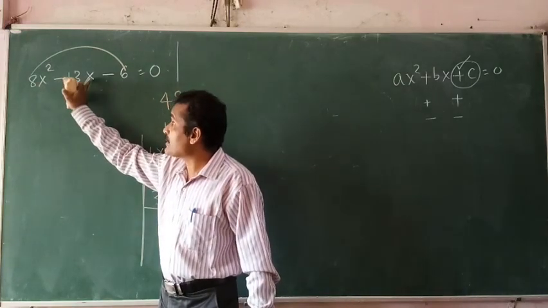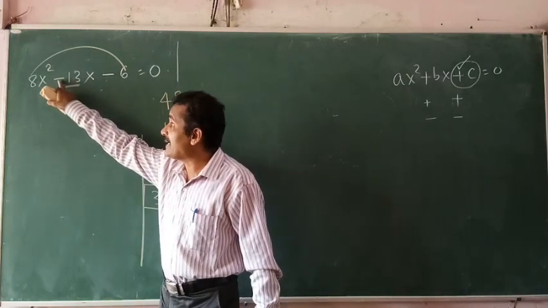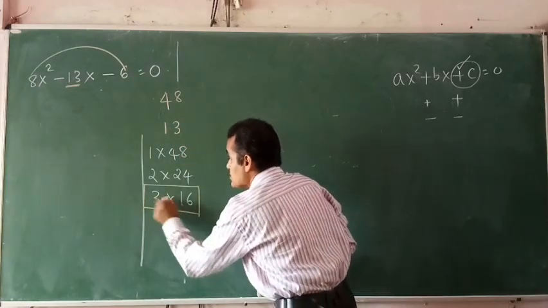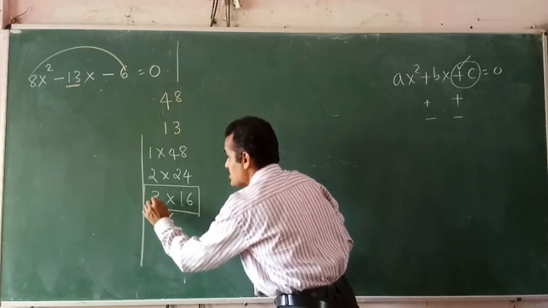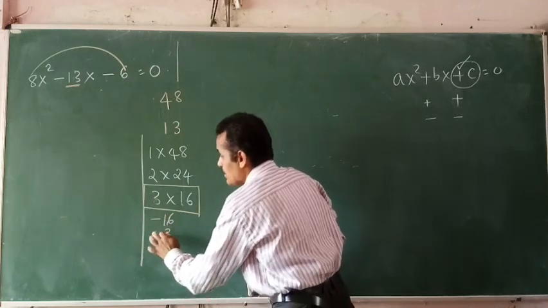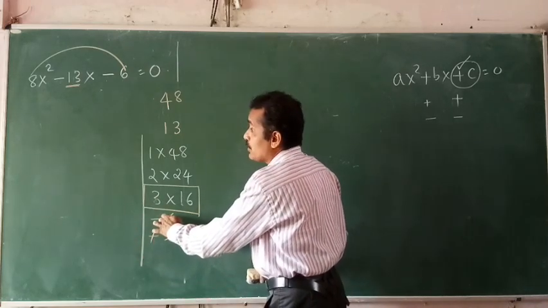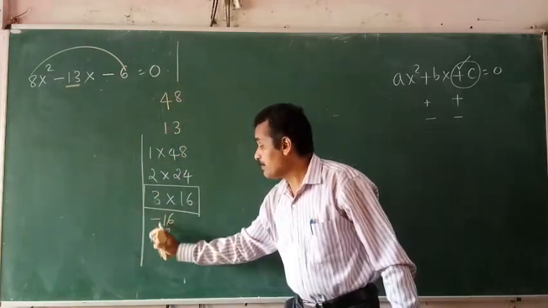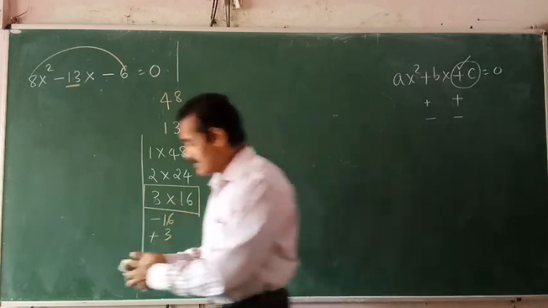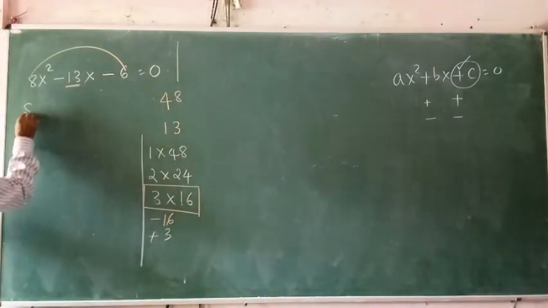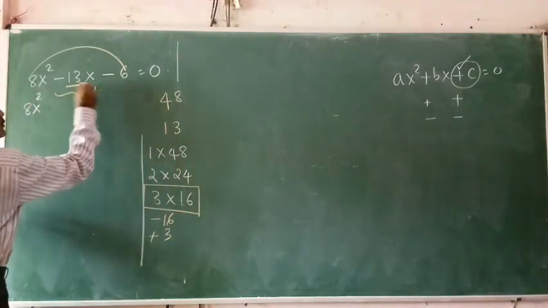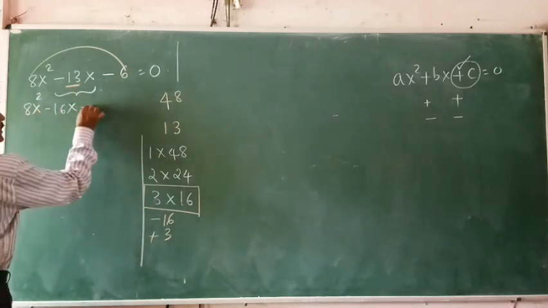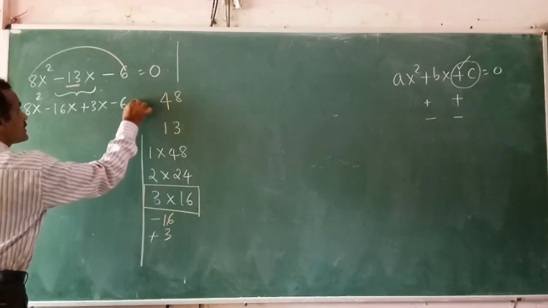This is the coefficient of x. Whichever sign it has, that sign should be given to the bigger number among these two. So this is minus 16 and plus 3. One plus and one minus, I have told you. And this sign will go to the bigger number among these two. Yes, let me write down. It is 8x square. This I am going to split as minus 16x plus 3x minus 6 is equal to 0.